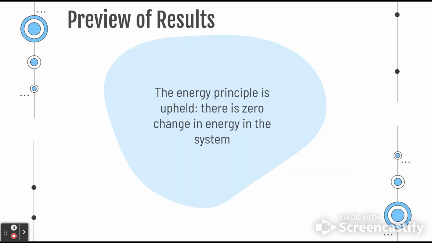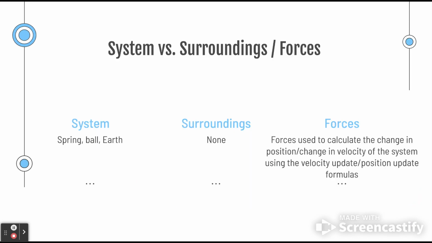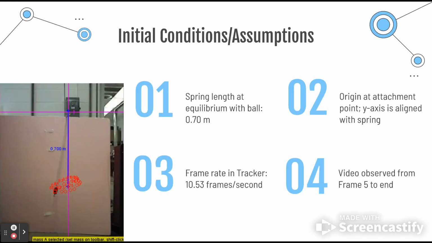So, a preview of results, the energy principle is upheld, and there is zero change in energy in the system. So the system will be the spring, ball, and the earth, and the surroundings will be nothing. The forces will be used to calculate the change in position and the change in velocity of the system using the velocity update and position update formulas.